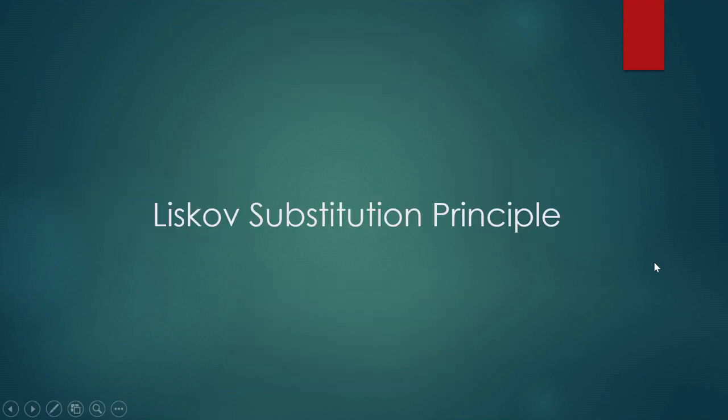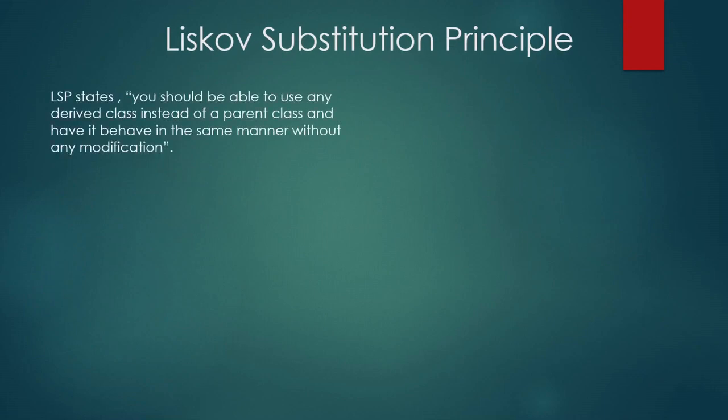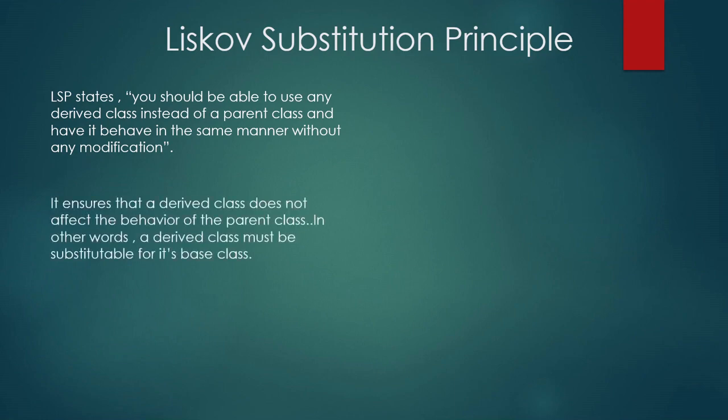Now let's start with the Liskov substitution principle. So what does the LSP say? LSP states that you should be able to use any derived class instead of a parent class and have it behave in the same manner without any modification. So what does it mean? It ensures that a derived class does not affect the behavior of the parent class. Whatever behavior the parent class has, all the methods which the parent or base class has, should be the same and should not be affected. In other words, a derived class must be a substitute for its base class.